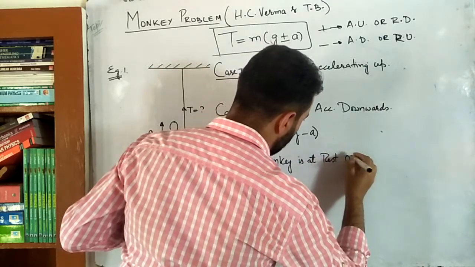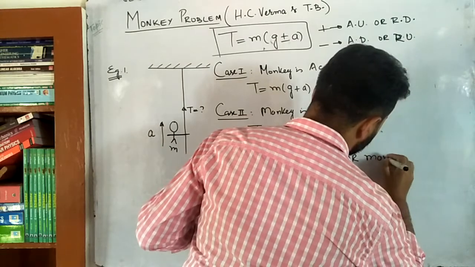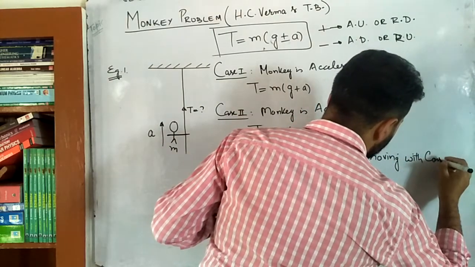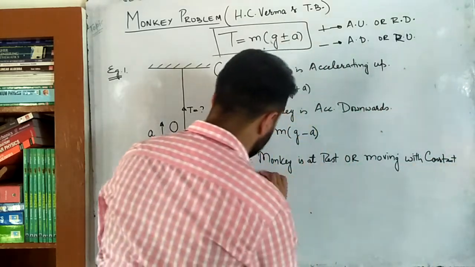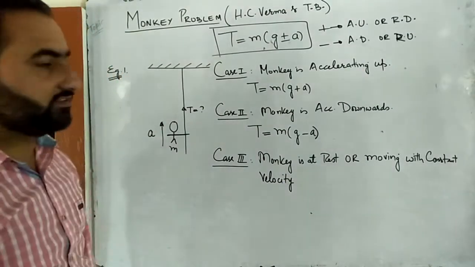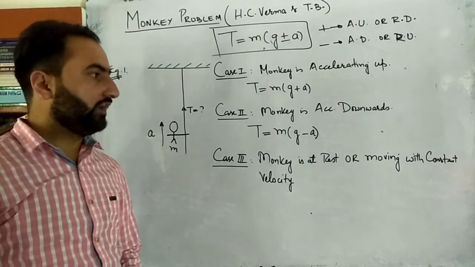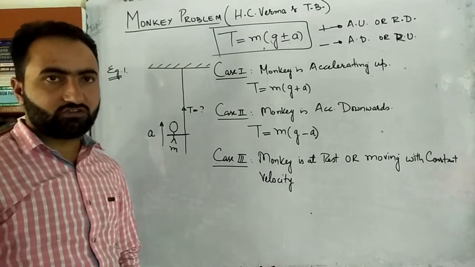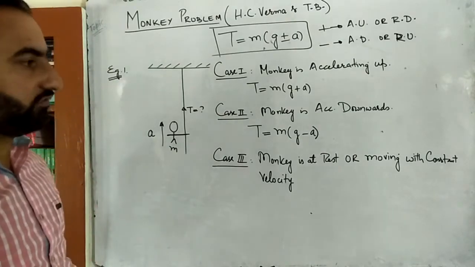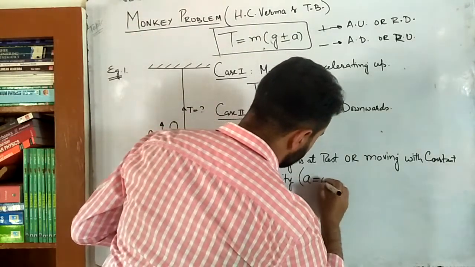If it's at rest, or if it's moving with a constant velocity, upwards or downwards, in all these cases, if the monkey is at rest, what's its velocity? 0. So what's its acceleration? Obviously 0. When the monkey is moving with a constant velocity, its acceleration is 0, because acceleration is the rate of change of velocity. When velocity is constant, obviously acceleration has to be 0. So in all these cases, in general, acceleration is simply equal to 0.